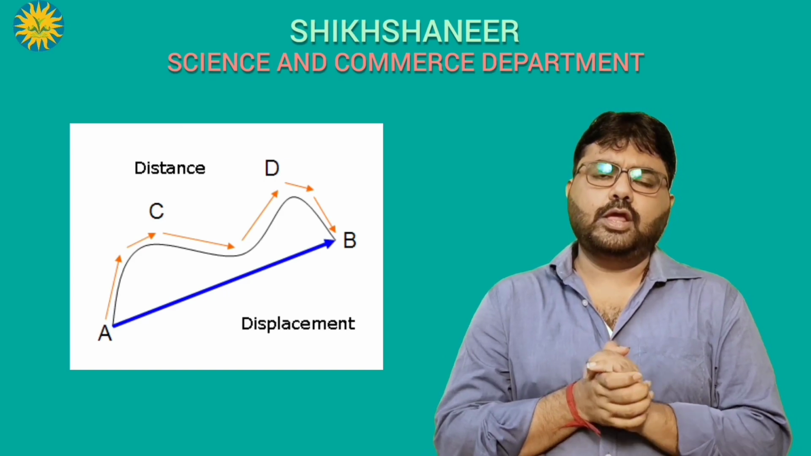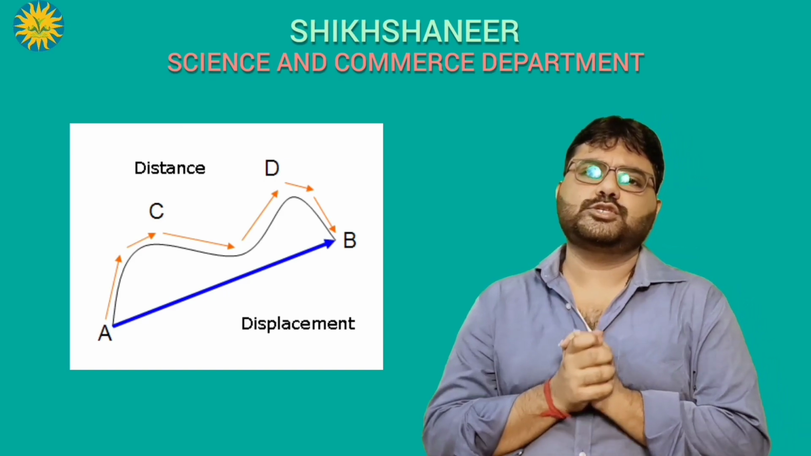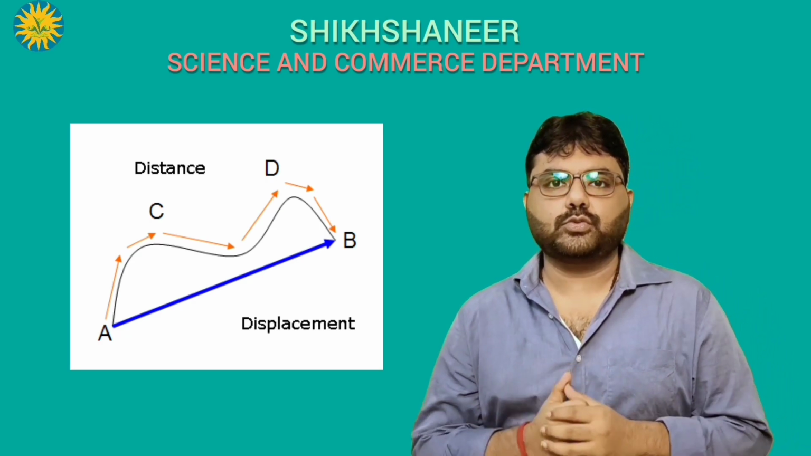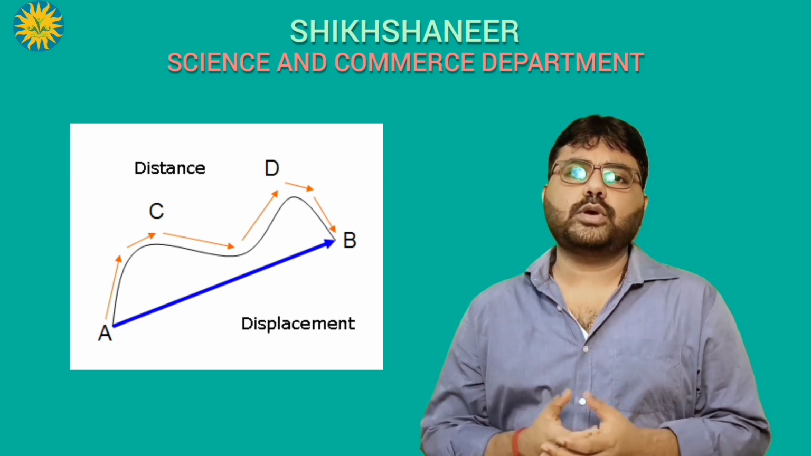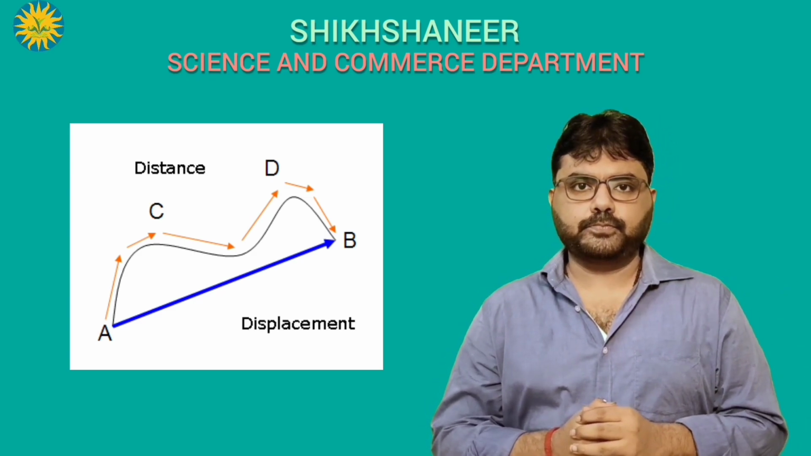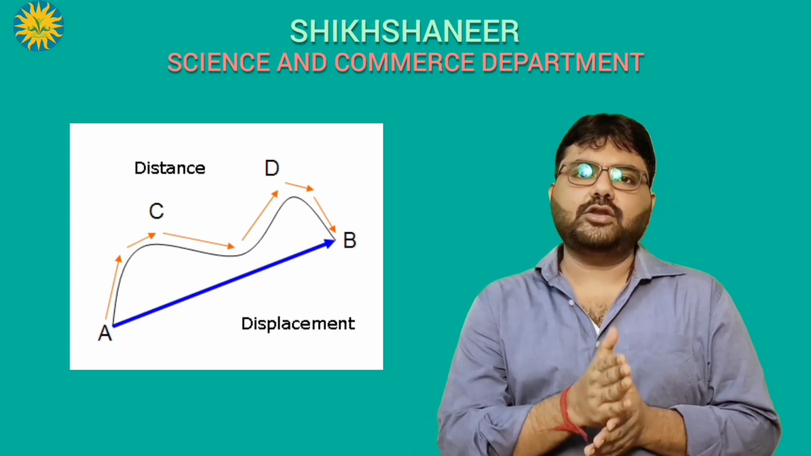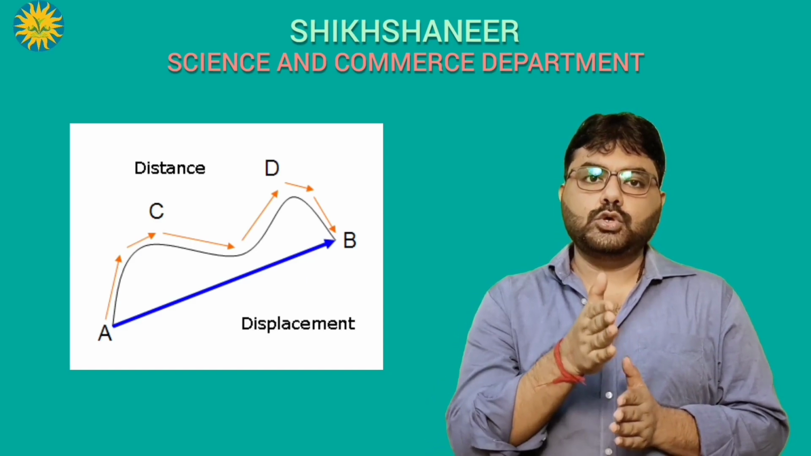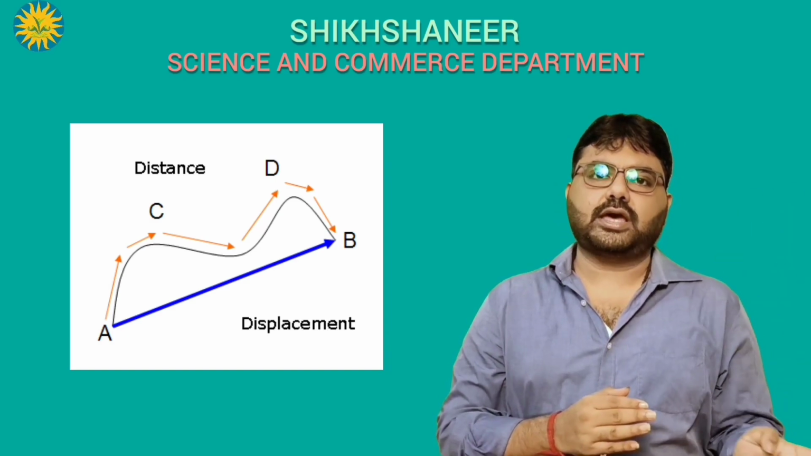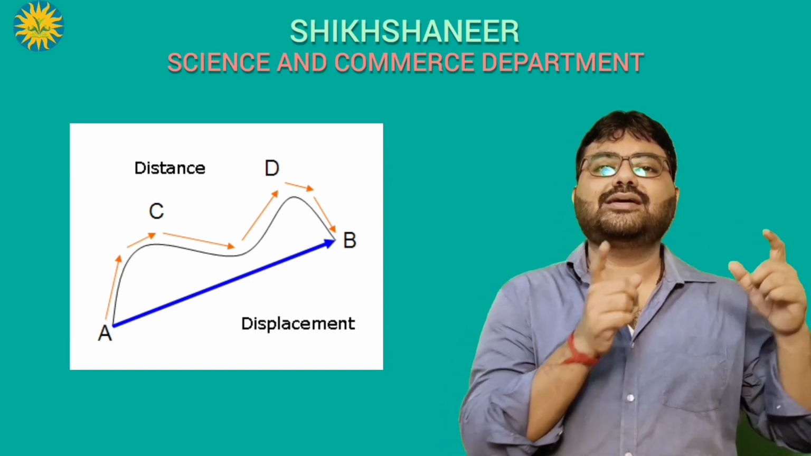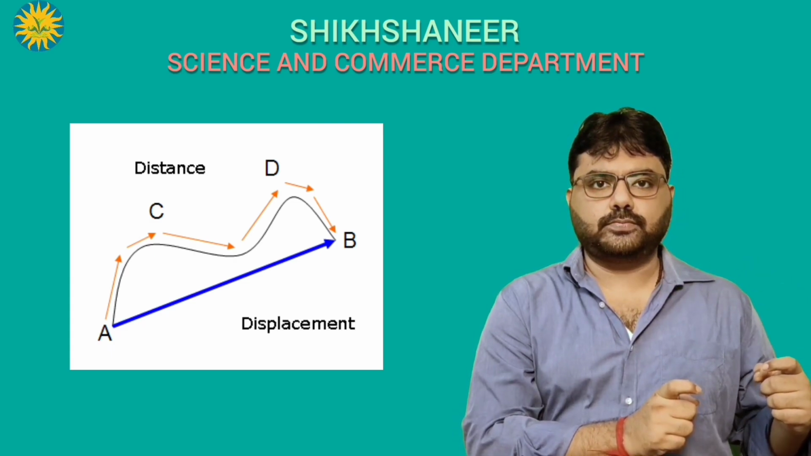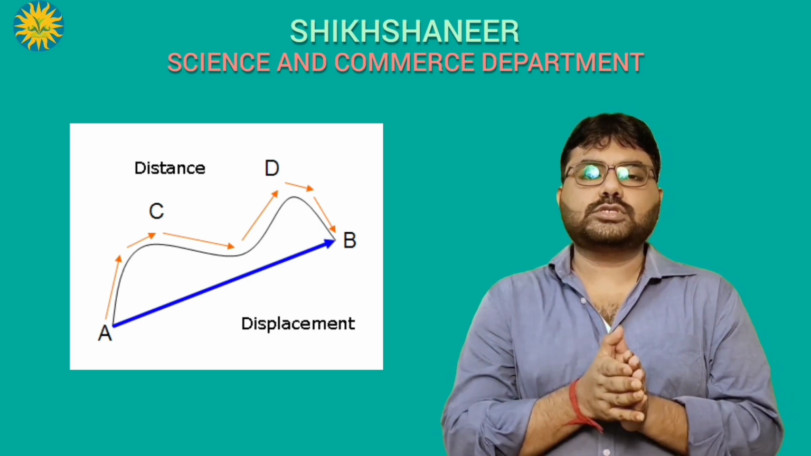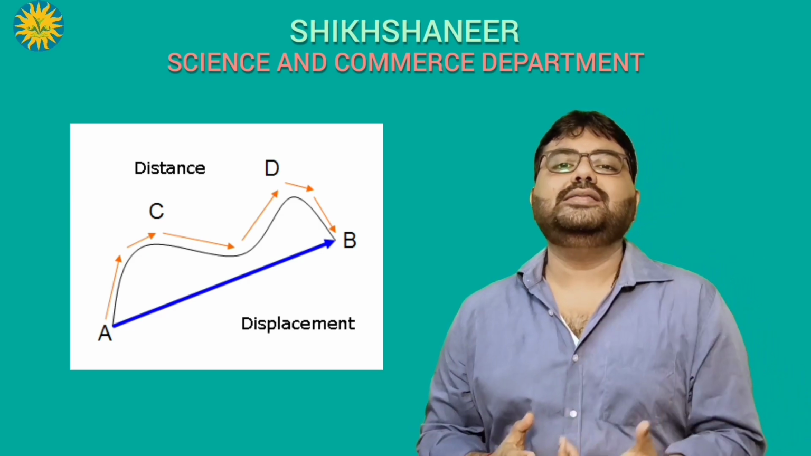Why displacement? What is the basic difference between distance and displacement? We know that distance is a scalar quantity, whereas displacement is a vector quantity. So why are we using the vector quantity, displacement, here? When a force is applied on a body, it is applied in a specific direction. So if the body is moving in that specific direction, it is maintaining that direction, not only the magnitude.